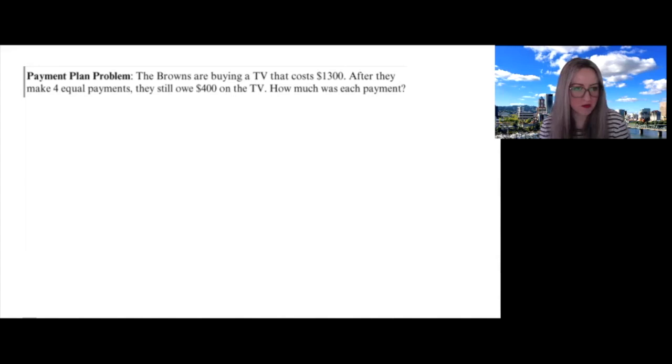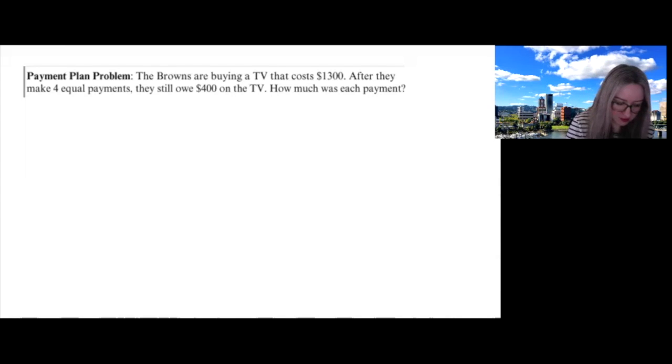So here is the payment plan problem. The Browns are buying a TV that costs $1,300. Wow, exciting day for them. After they make 4 equal payments, they still owe $400 on the TV. How much was each payment?